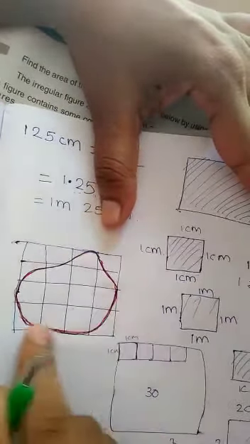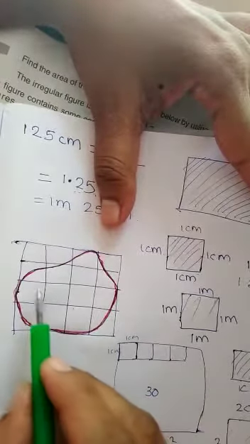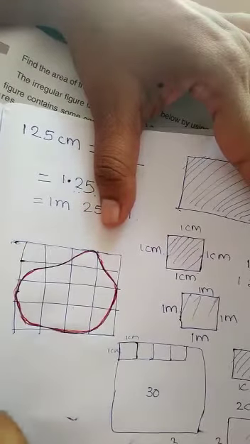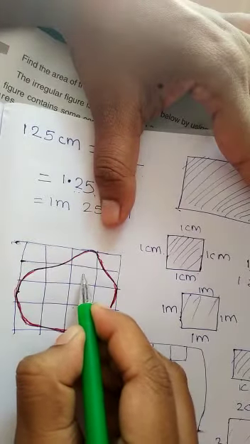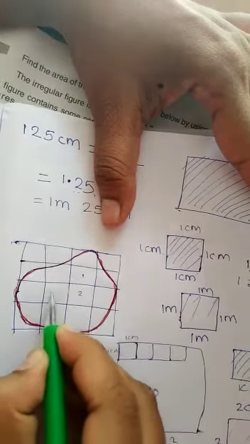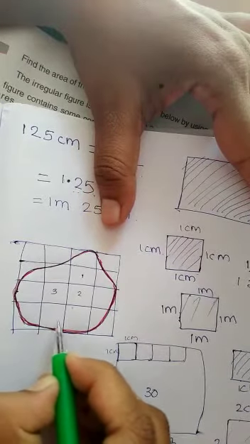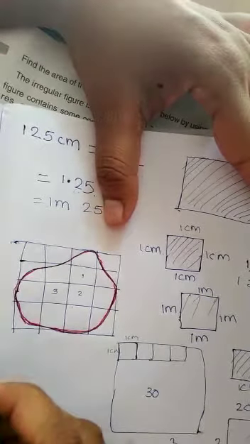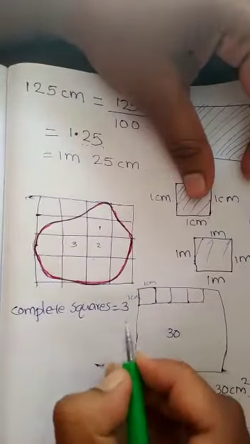This red line is the figure. We have to find the area of this figure. First we divide like this. Now count how many complete squares there are. This is a complete square. 1, 2, 3. This is not complete. Next, these two are also not complete. Therefore the number of complete squares is equal to 3.